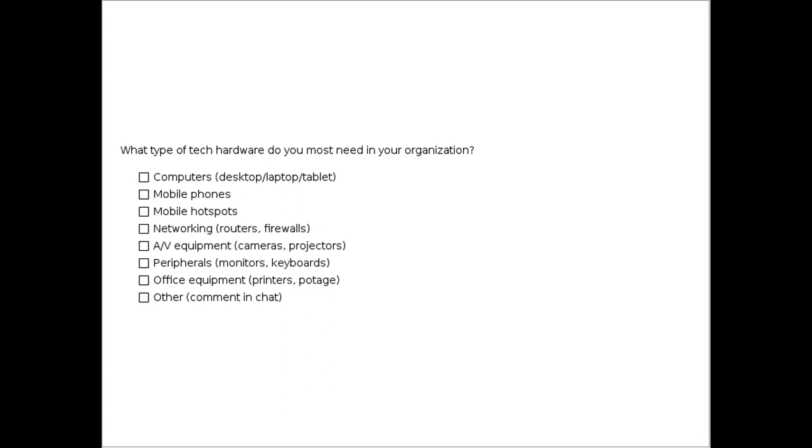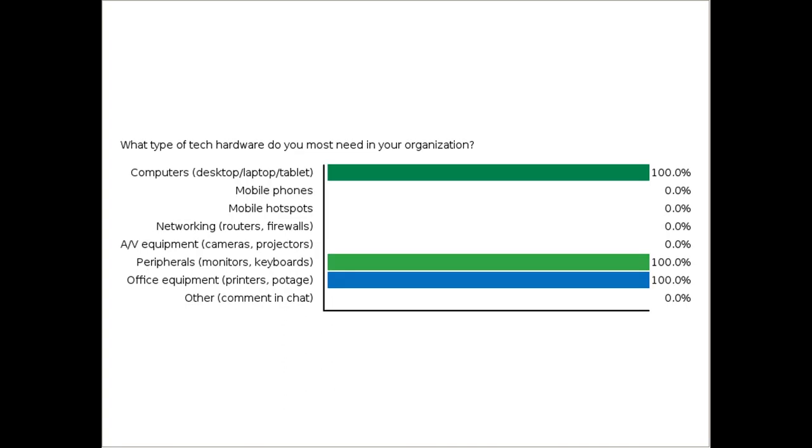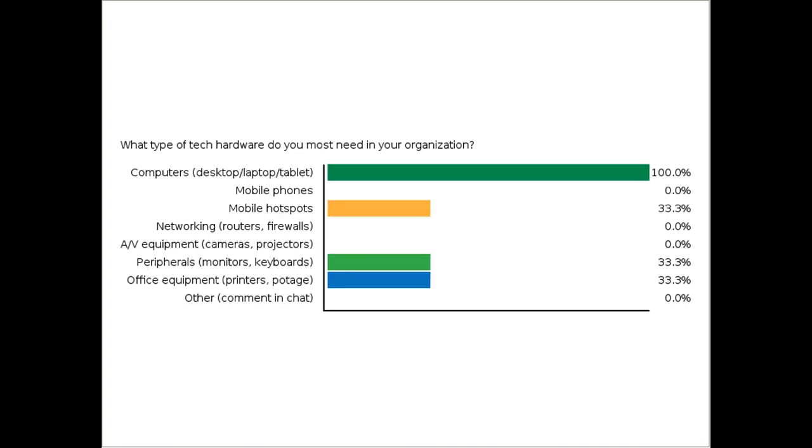And this can be what you think you most need today. Maybe it's what you think you need in 6 months. Are you mostly needing computers, desktops, laptops, tablets? Are you mostly needing mobile devices, mobile phones? Are you needing hotspots? And by hotspots, that's where you can have a little thing to plug into your computer or sit next to your computer to give you internet no matter where you are.